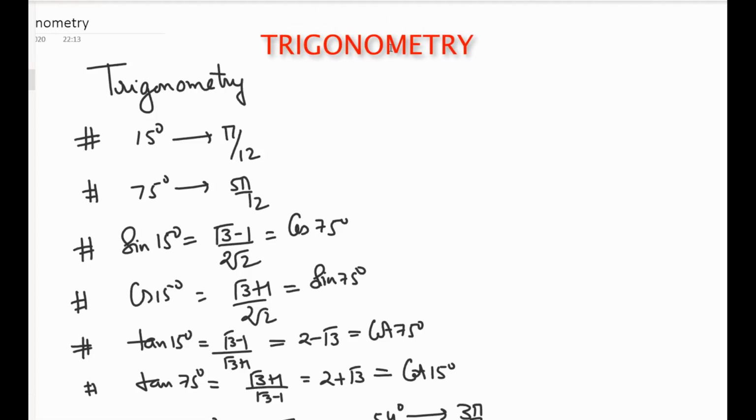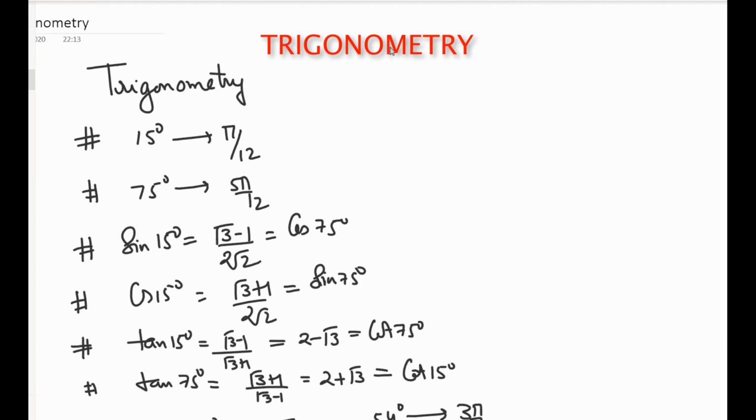Hello students, today I am sharing some important formulas and results of trigonometry. So first of all, you should know the values of a few angles. The first is 15 degree, and in radian that is pi by 12.